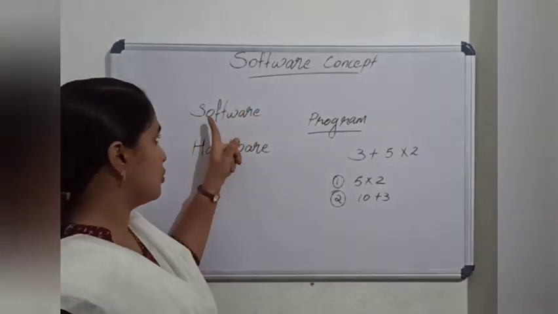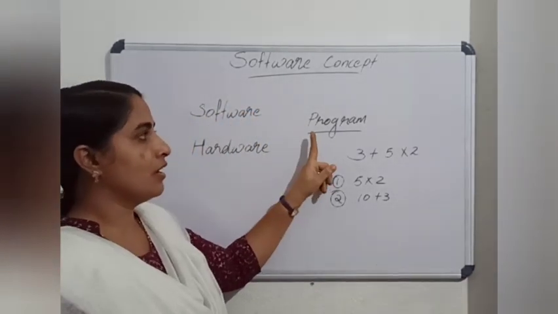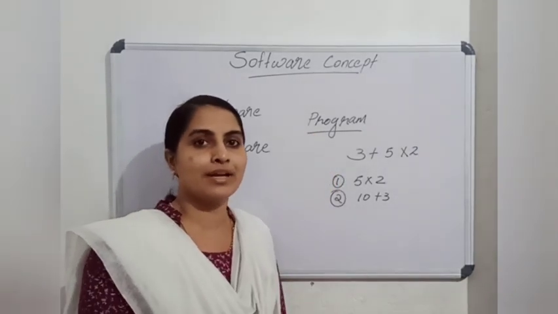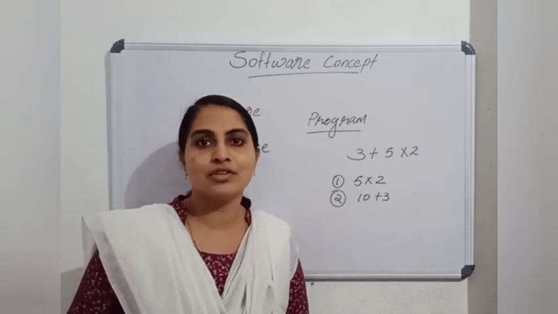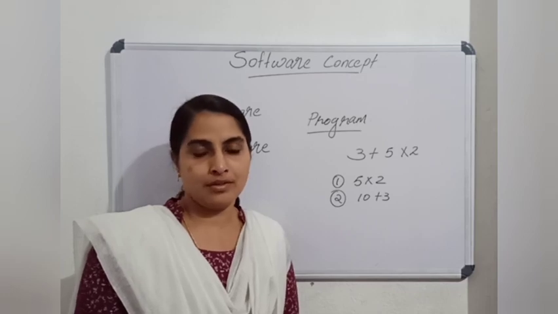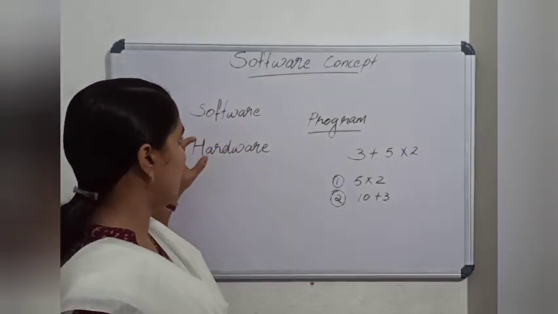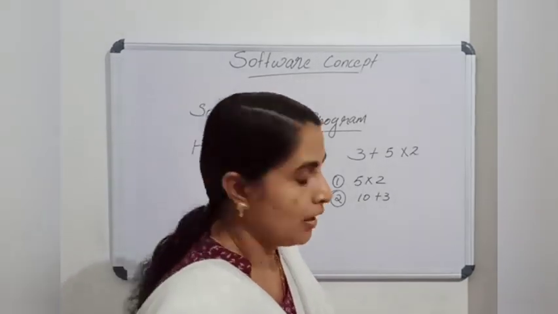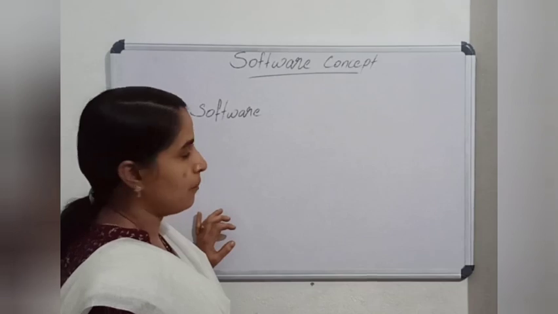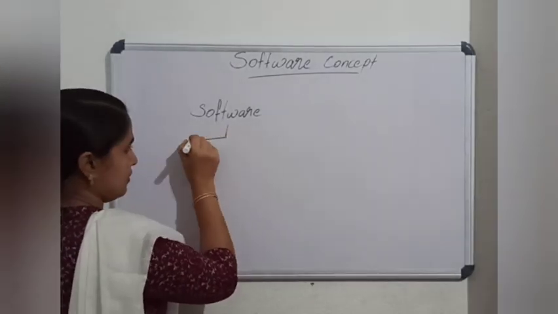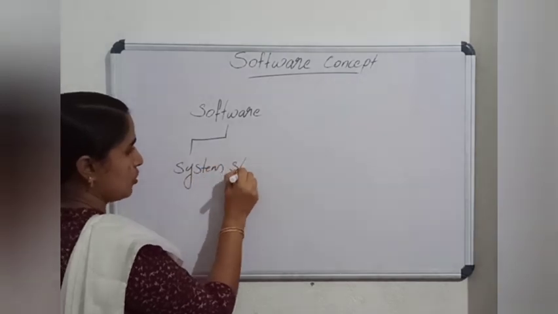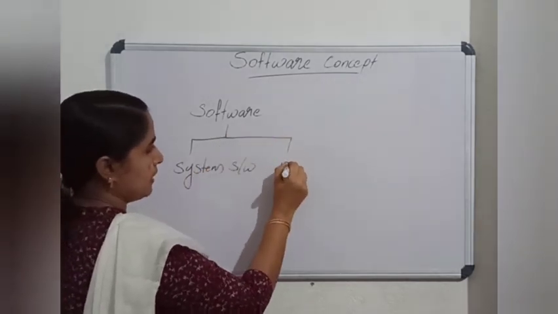Okay, so come back to the software. Softwares are a set of programs. All the computer programs stored inside a computer are considered as software and it governs the hardware to run. So the software can be of two types. They are system software and application software.